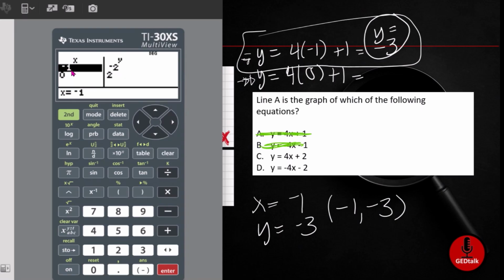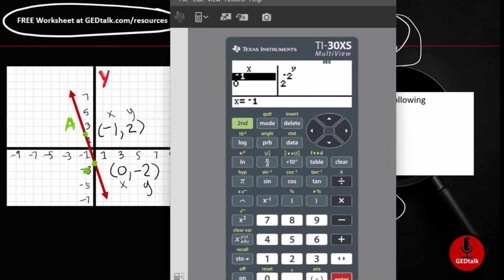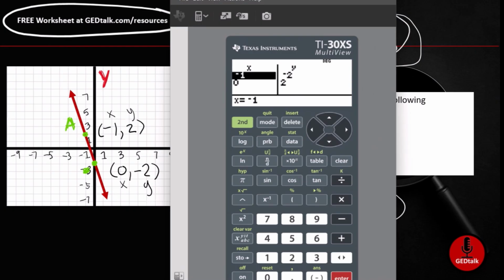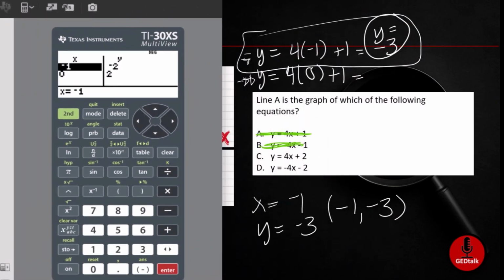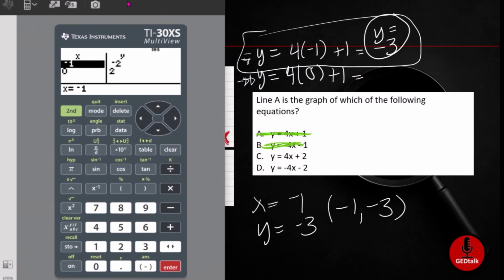Well, when X is -1, Y is -2. That's not what I want, right? What is that first one? It's -1, 2. I'm not going to even pay attention to anything for the 0 because this first ordered pair doesn't match up. So guess what? C is not our answer. As you can see, we're left with D.